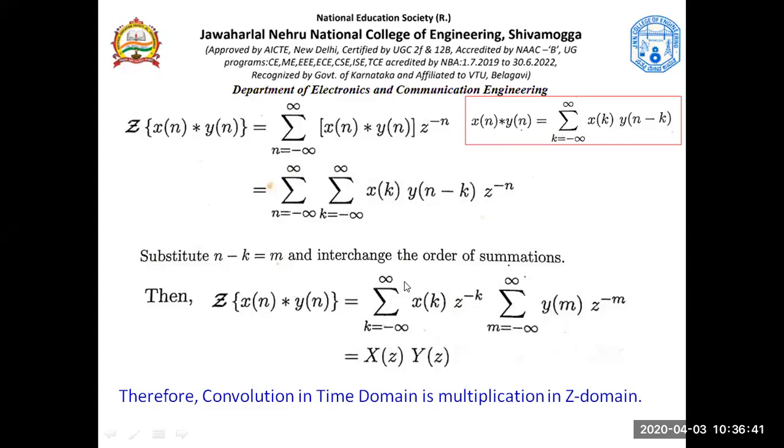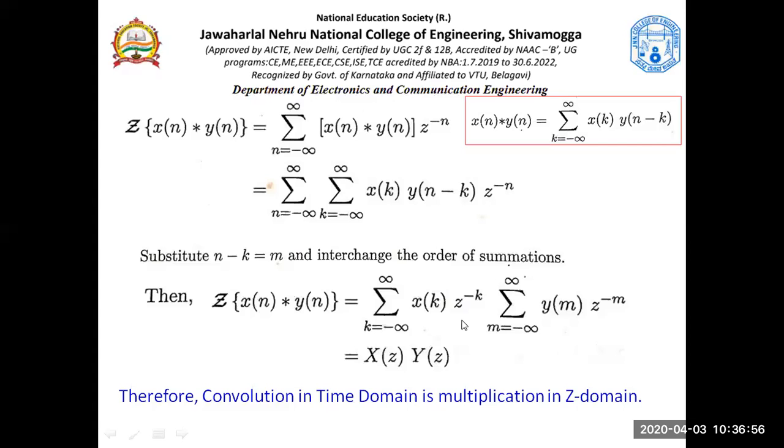So you have two summations here, and if you observe carefully, this is the z transform of x of k, and this is the z transform of y of m. This is how it is going to look. Instead of n we have k, and instead of n we have m here.